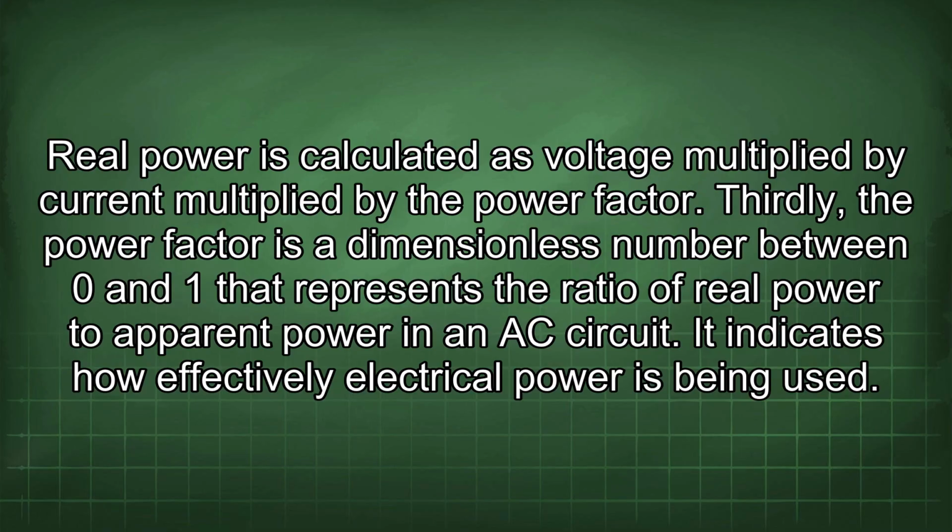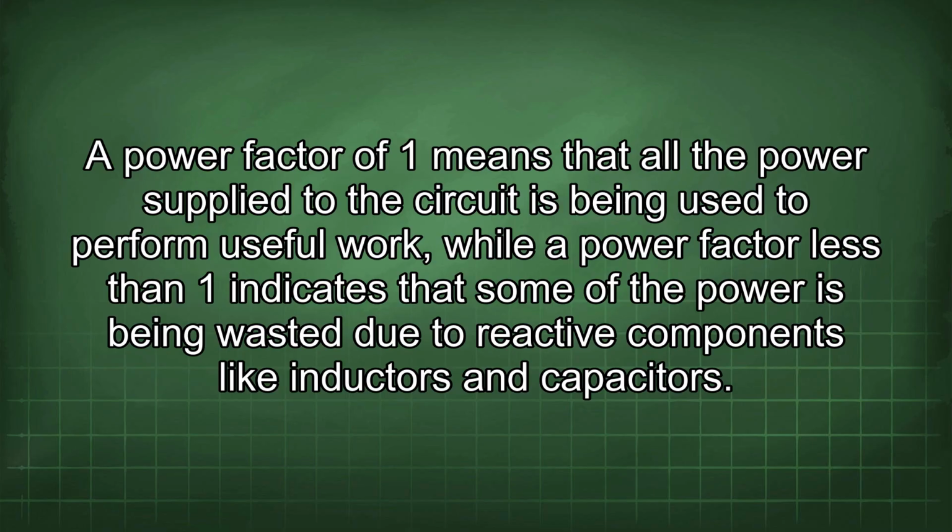Thirdly, the power factor is a dimensionless number between 0 and 1 that represents the ratio of real power to apparent power in an AC circuit. It indicates how effectively electrical power is being used. A power factor of 1 means that all the power supplied to the circuit is being used to perform useful work, while a power factor less than 1 indicates that some of the power is being wasted due to reactive components like inductors and capacitors.